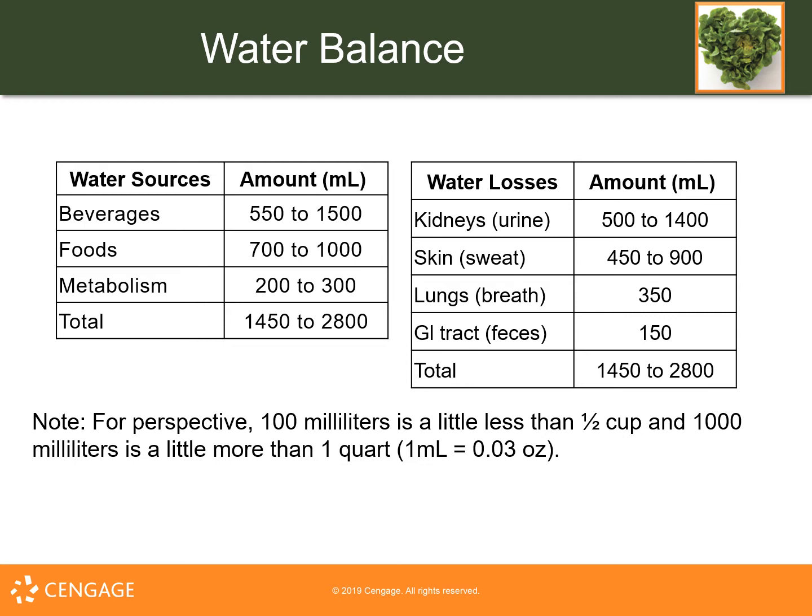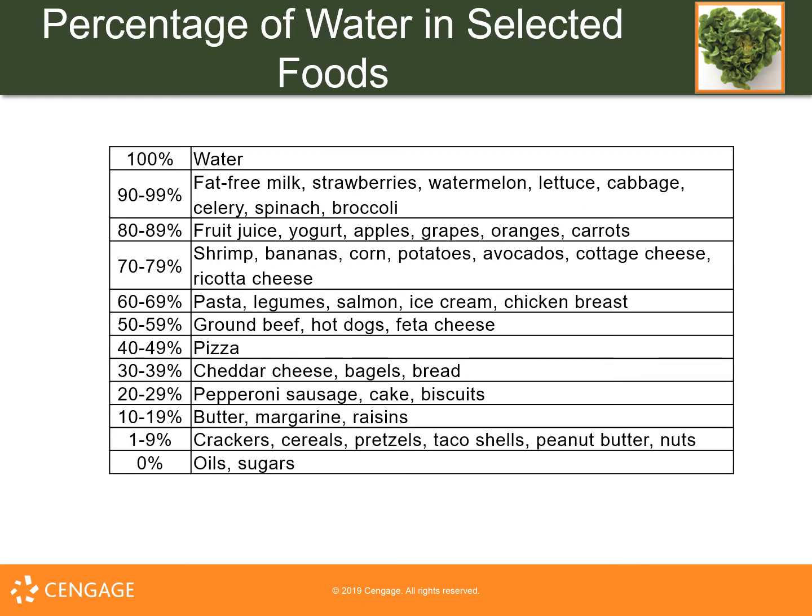So this does not account for additional exercise, if you're pregnant, or if you're a bigger person. Bigger people also tend to sweat more in order to regulate their core body temperature. So it accounts more for a general, average person. So you can see how easily we can lose water. Now, for those of you that are still learning units of measurement, for perspective, 100 milliliters is less than half a cup, and 1000 milliliters is more than 1 quart. Okay.